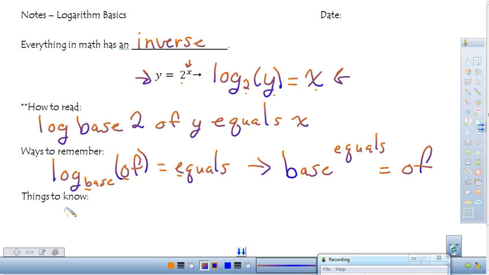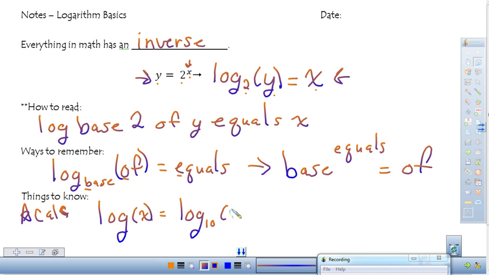And we'll do a bunch together, so don't worry. A couple things to know, especially when it comes to using your calculator with logs. One thing is if you just see a log of x like this, that means log base 10 of x. Just like when we do a square root symbol, we don't put the little 2 there. So it's something that you're assumed to know. So commit to memory.